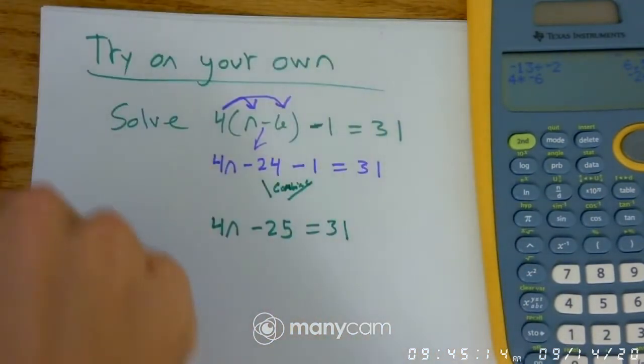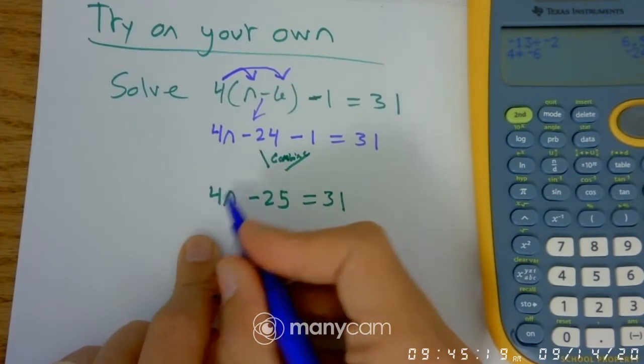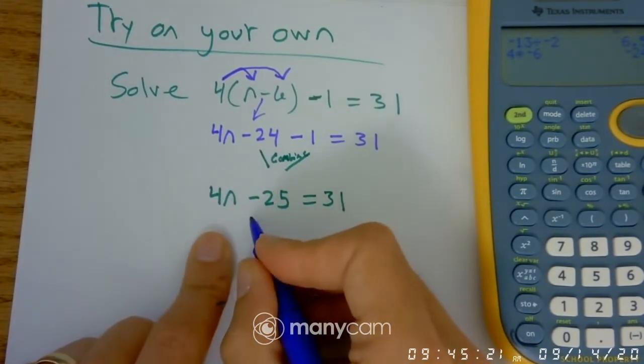When I get to here, I have 4n minus 25. I want to get the n by itself, so I'm going to do addition, subtraction first. The opposite of minus is add.